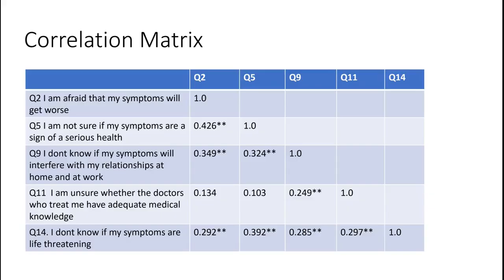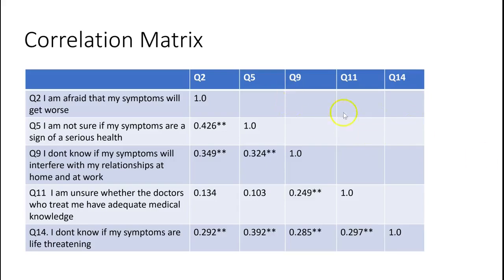Some of them, though, like question 2 and question 11. Question 2 says, "I am afraid that my symptoms will get worse." And question 11 is, "I am unsure whether the doctors who treat me have adequate medical knowledge." Those 2 are correlated. In this sample, they are not statistically significantly correlated, but that's probably driven largely by sample size. But in any case, as you can see, the correlations are, as you would expect, positive with a pretty large magnitude. And what we're going to do is try to extract factors from these questions that can reproduce the original correlation matrix between all pairs of variables present in the data.